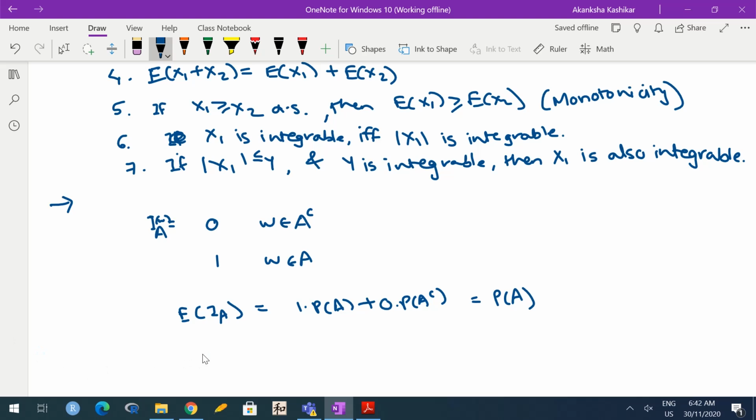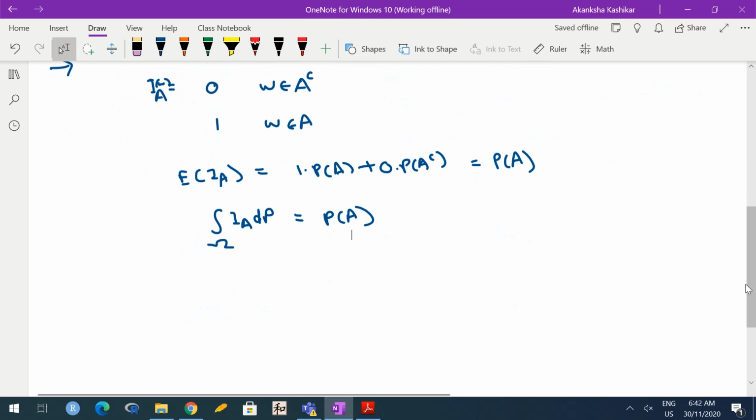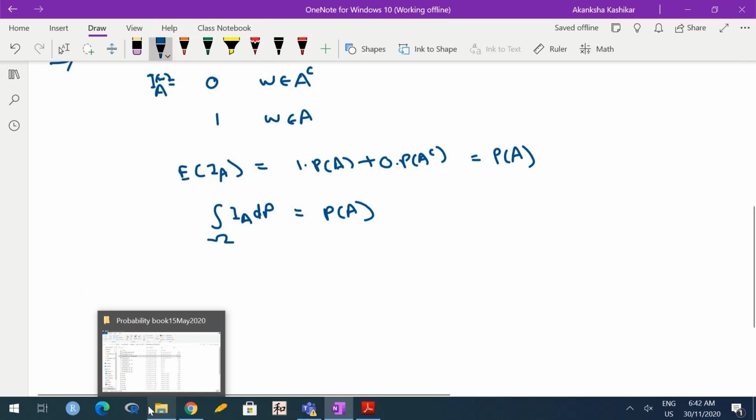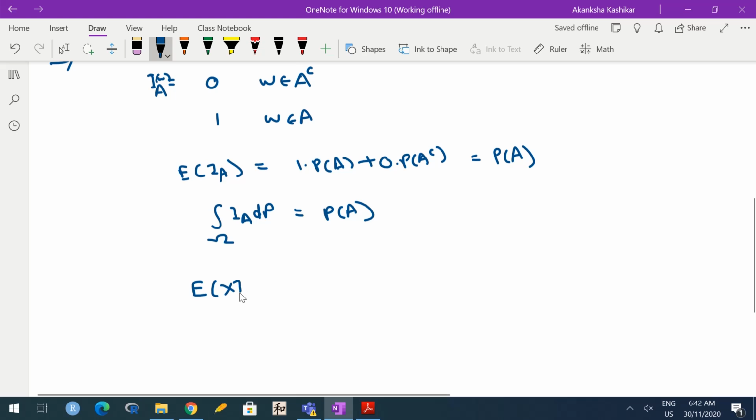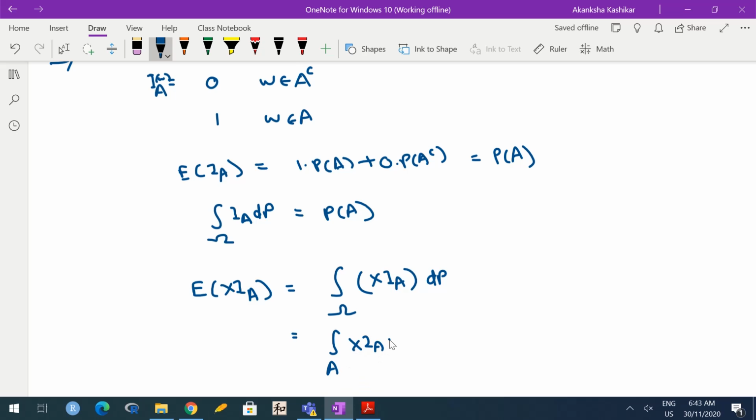So what does it mean? Expectation of the indicator is the integral of the indicator function with respect to dP over omega. So this we are saying is the same as probability of A. Okay. Then if I want the expectation of X into the indicator function, how can I write this? So this becomes the integral over omega of X I_A dP. Okay. So this I can write as the integral over A of X I_A dP plus the integral over A complement of X I_A dP, because A union A complement is omega. Is it okay? And A and A complement are of course disjoint.